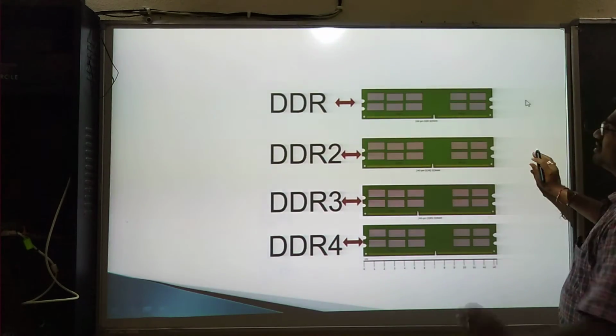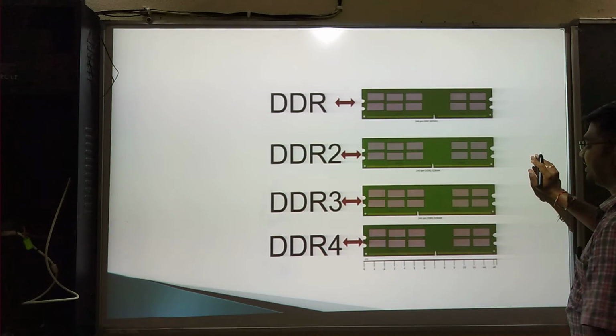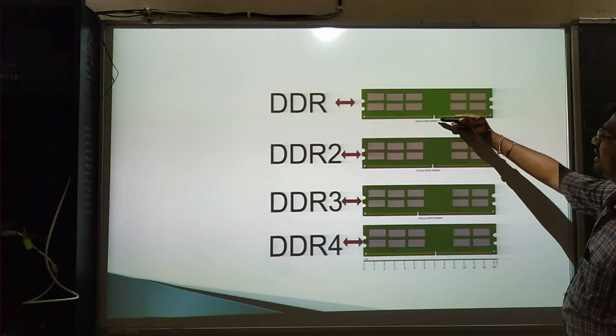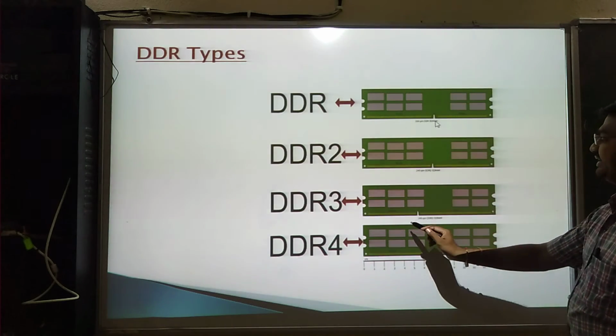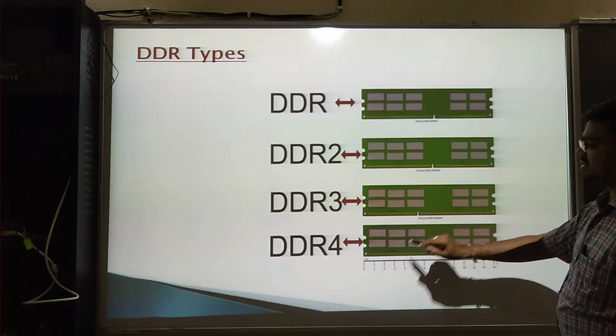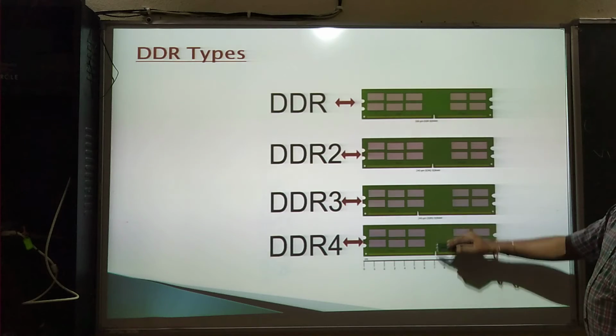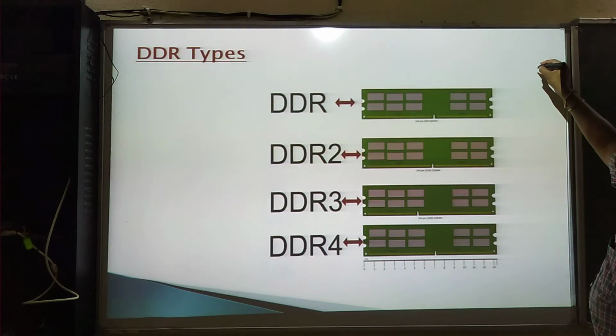So there are DDR, DDR2, DDR3, DDR4 slots, and they have some differences. This is the DDR1 slot. The DDR3 has some difference between the slots. Note that DDR4 is separated by a single bit. So these are the DDR types of RAM.